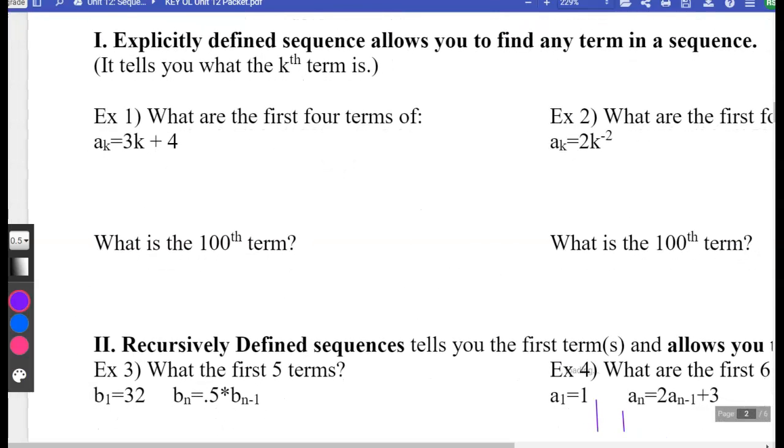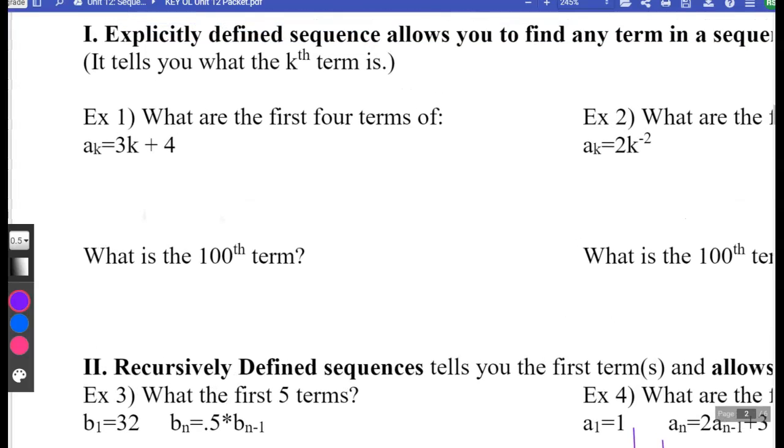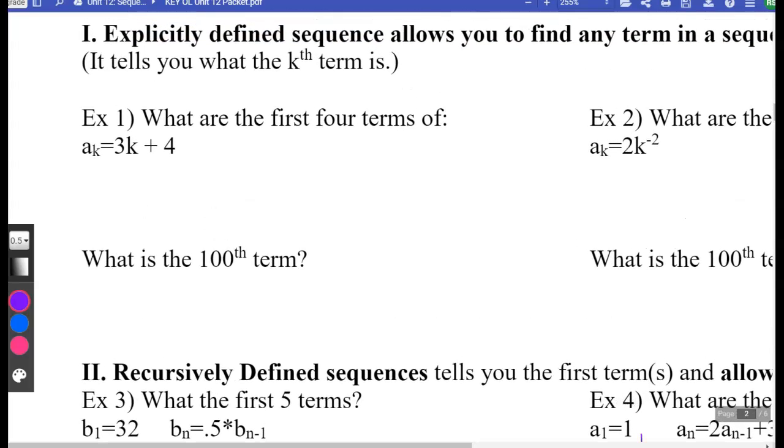Now, the great thing about explicitly is you can figure out what any term of the sequence is, no matter what term you're looking for. So like you can find the 100th term, you can find the 1000th term. It doesn't matter, you can automatically find it. You can't do that so much with recursively, and we'll see why in a second. But explicitly, this first example, we have an explicitly defined sequence, and it wants us to find the first 4 terms.